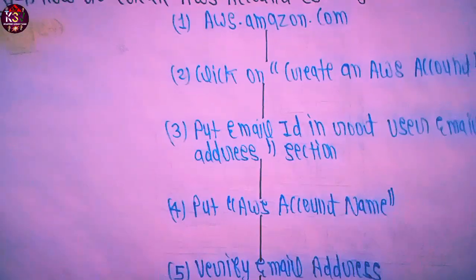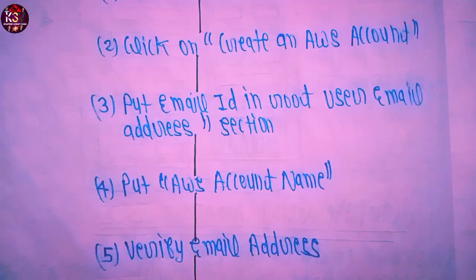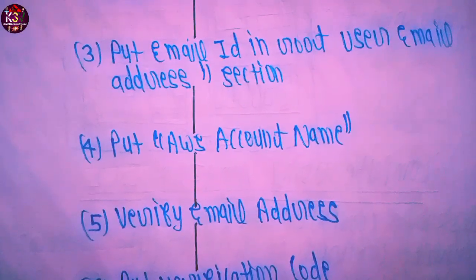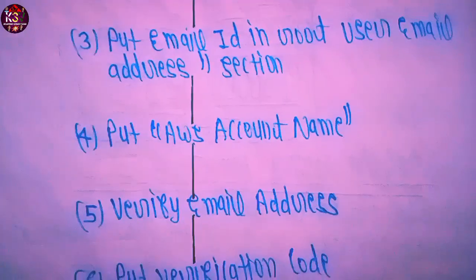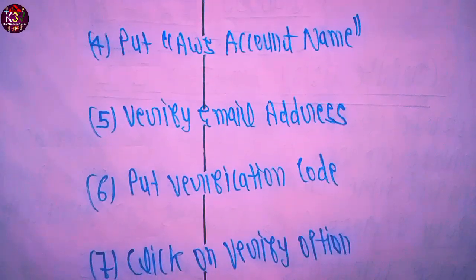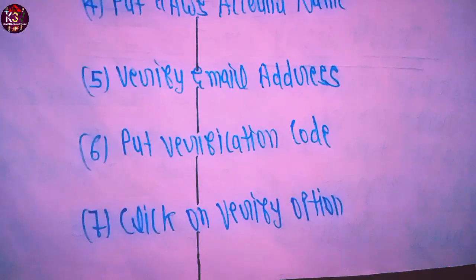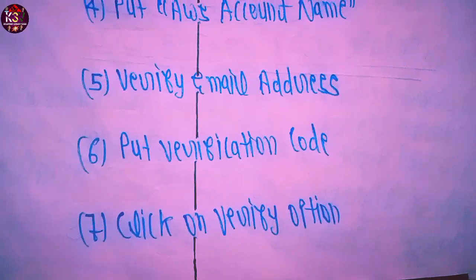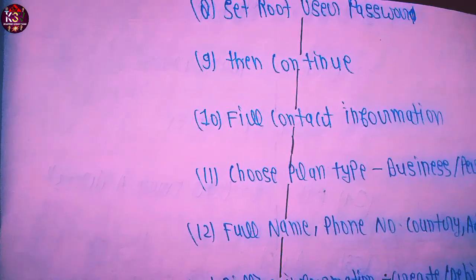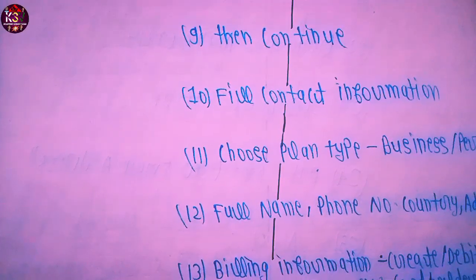Third, put your email ID in the root user email address section. Fourth point is put the AWS account name. Fifth is verify the email address. Put the verification code. Seven, click on the verify option. Eight point is set the root user password. Nine, then continue. Ten, fill in the contact information.